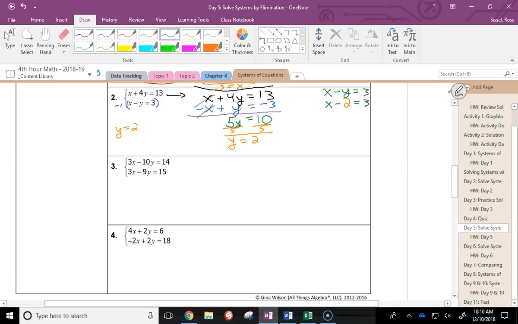How do I solve for x from this step? Very good. We have x minus 2, so I'm going to go ahead and add 2. X equals 5. So my answer is 5, 2. We're doing a coordinate. X, then y.